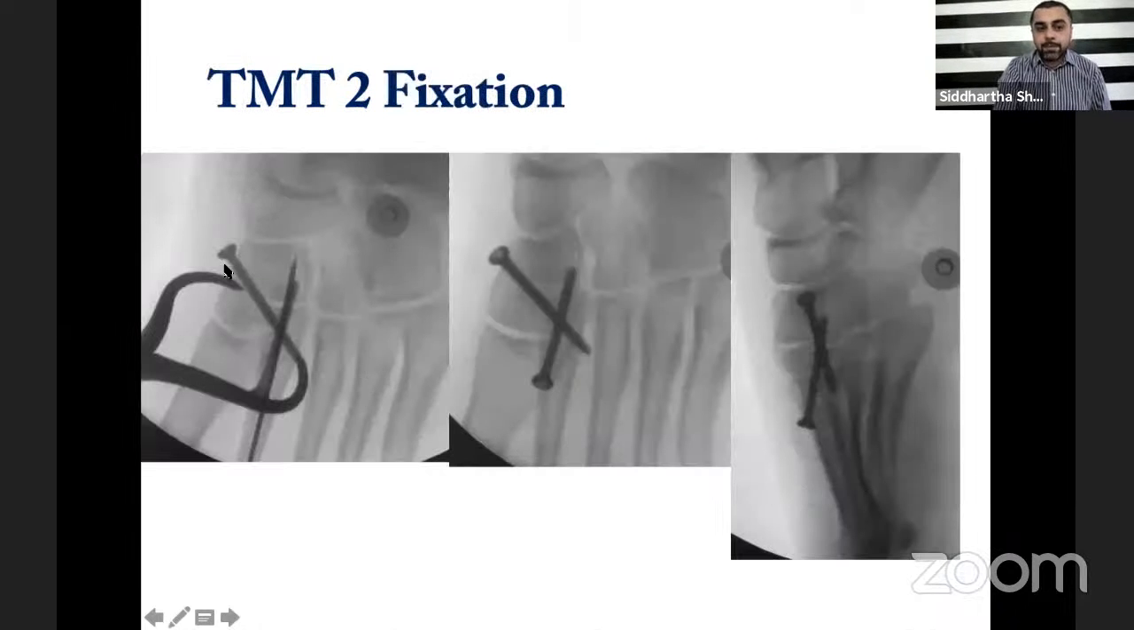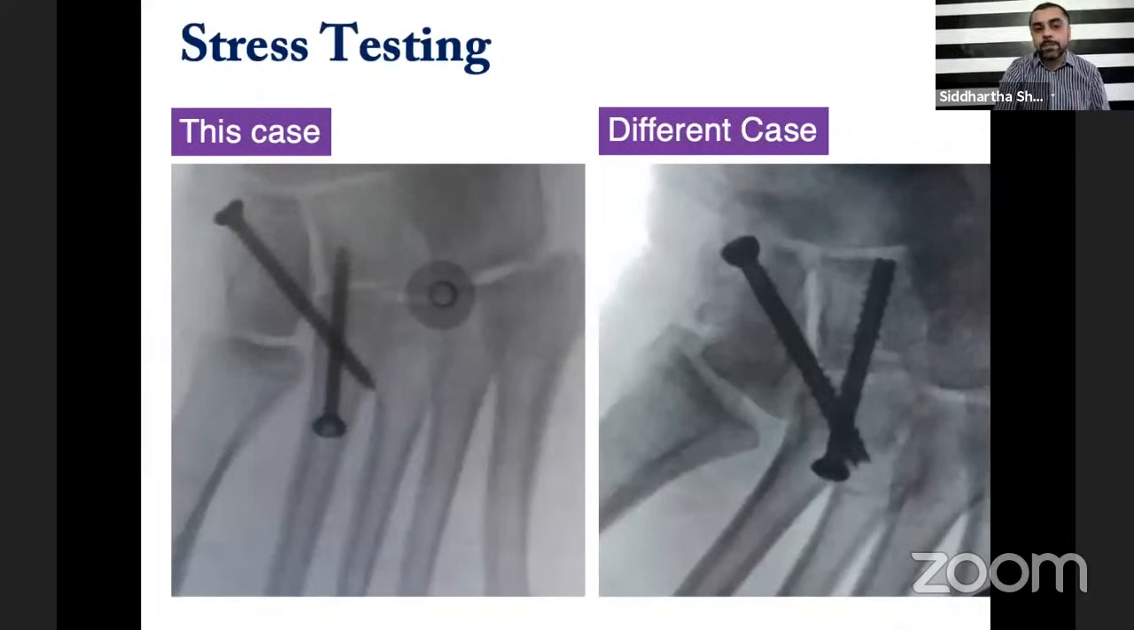And then you fix this with a Lisfranc screw. Dr. Vinod Panchbhavi from the United States is a proponent of putting it like this, which I've started doing. This case was done almost 3 years back. Once you've put in your Lisfranc screw, then you stabilize the second tarsometatarsal joint. Now, what about the first ray? So I did a stress test in this case.